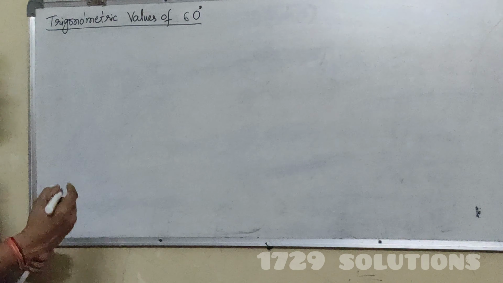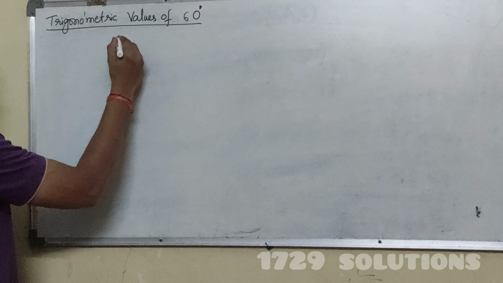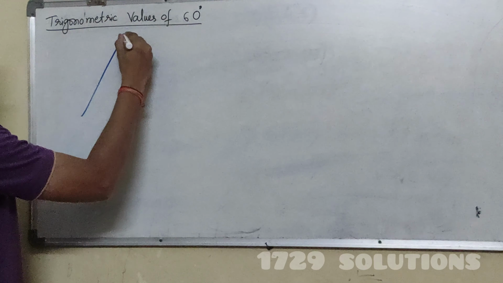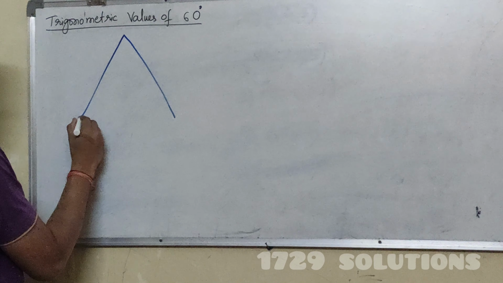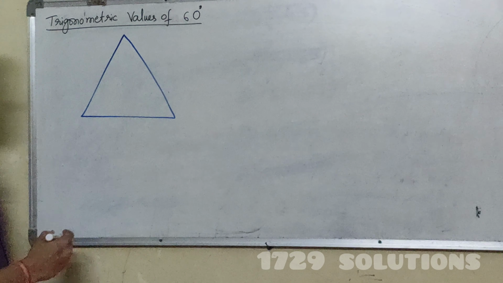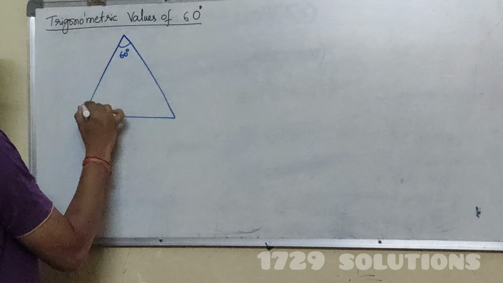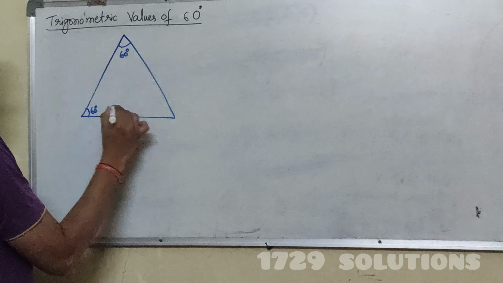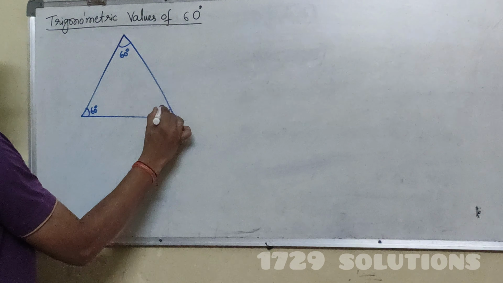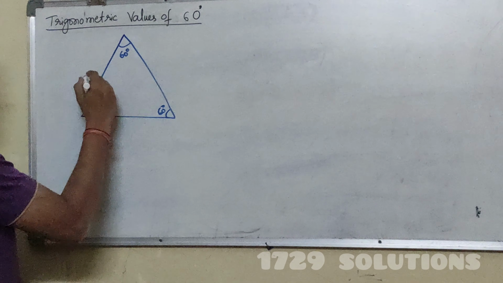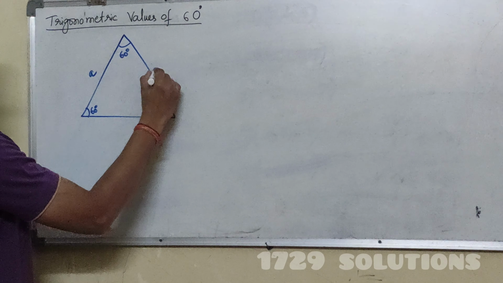So for 60 degrees we have a triangle, an equilateral triangle you should choose. In an equilateral triangle all angles are 60 degrees. Yes, we know very well about this. All angles are 60 degrees and all sides are equal. So make all sides some A.